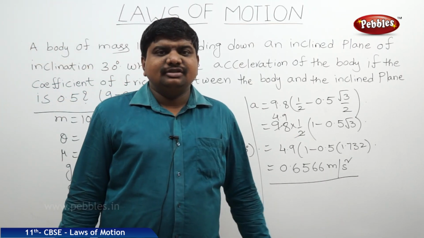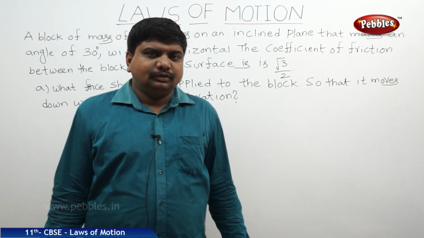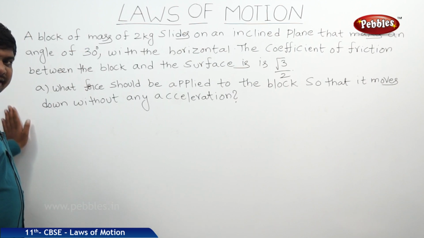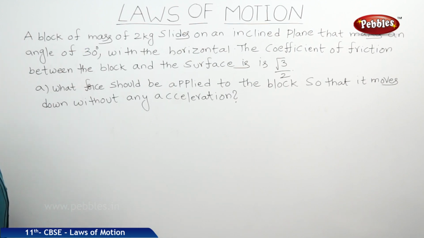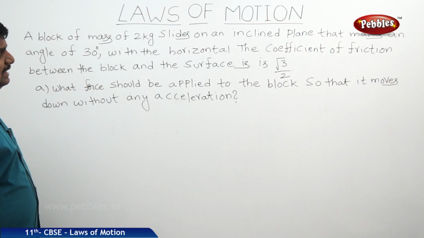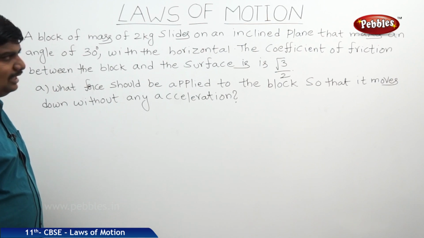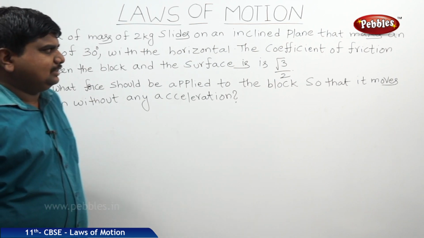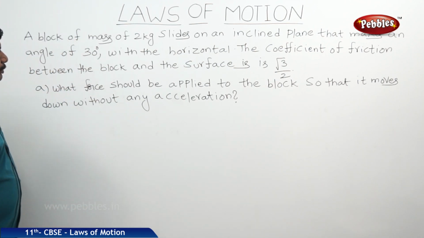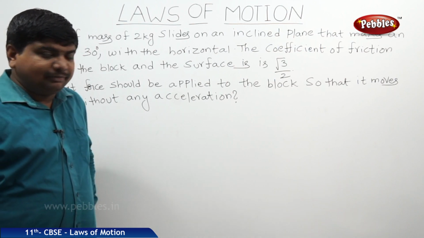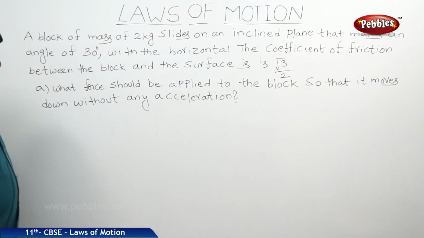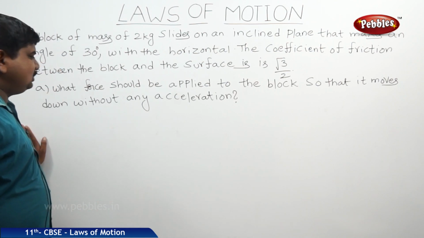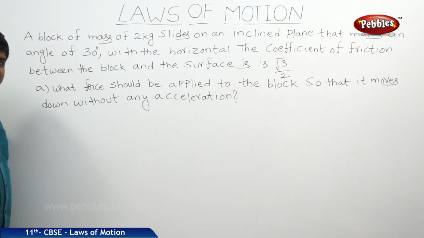Now we will see another problem based on the concept of angle of sliding and the minimum force. A block of mass 2 kg slides on an inclined plane that makes an angle of 30 degrees with the horizontal. The coefficient of friction between the block and the surface is root 3 by 2. The first part of the question is, what force should be applied to the block so that it moves down without any acceleration?